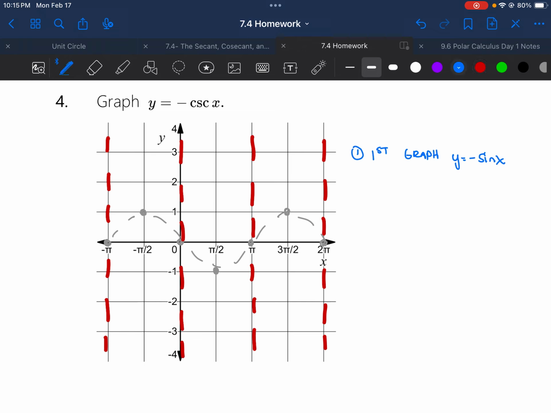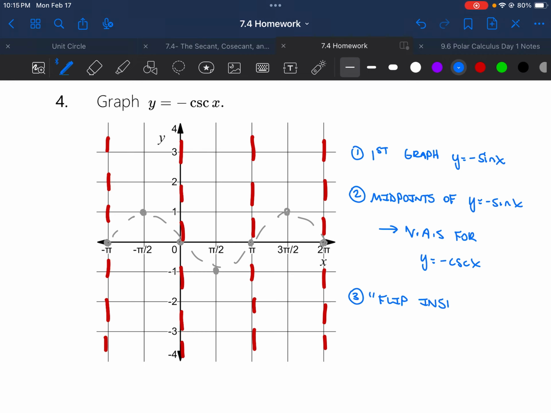And then we're going to flip, so let me write that down. 2: midpoints of y equals negative sine of x turn into vertical asymptotes for y equals negative cosecant of x. All right, and then thirdly, flip the graph inside out. That's not a mathematical term, that's just what I call it.